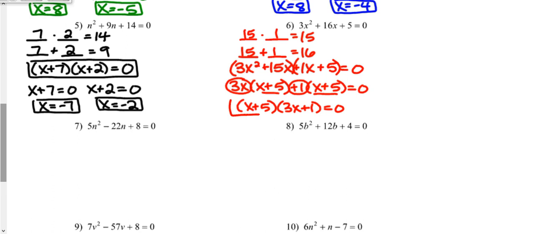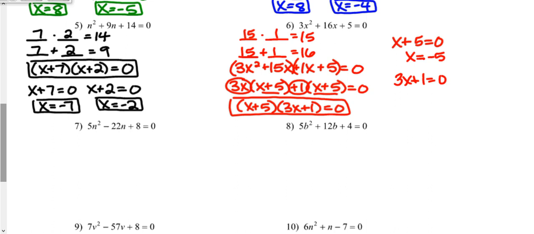So you can tell that if you can use the shortcut, it's definitely beneficial. It makes the process go by quicker. And then I have to find the zeros, so I'm going to set each of those equal to 0. So if I subtract 5, I get x equals negative 5. If I subtract 1, I get 3x equals negative 1. I still have to divide by 3, so I get x equals negative 1/3.